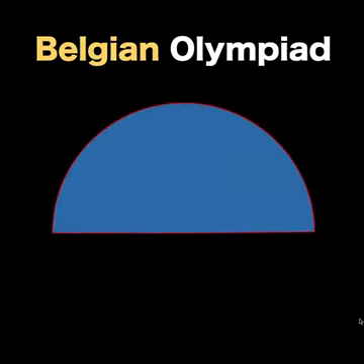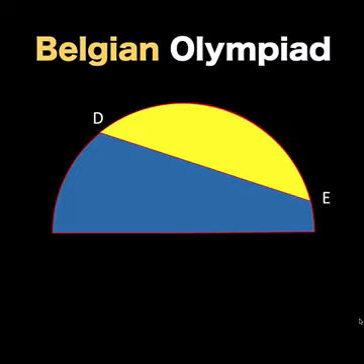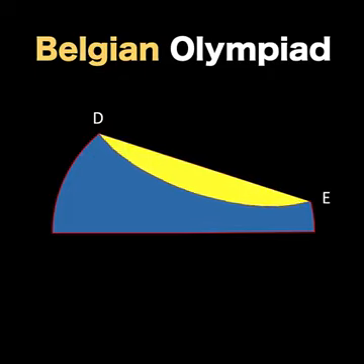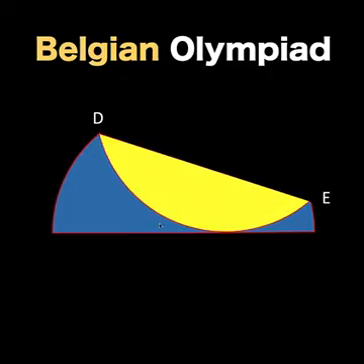Let's say we have this blue semicircle, and let's connect points D and E to form this yellow circular segment of the blue semicircle. Then let's fold this yellow circular segment across line DE this way, in such a way that the arc and the diameter of the blue semicircle are tangent with each other. Then let's label the points.